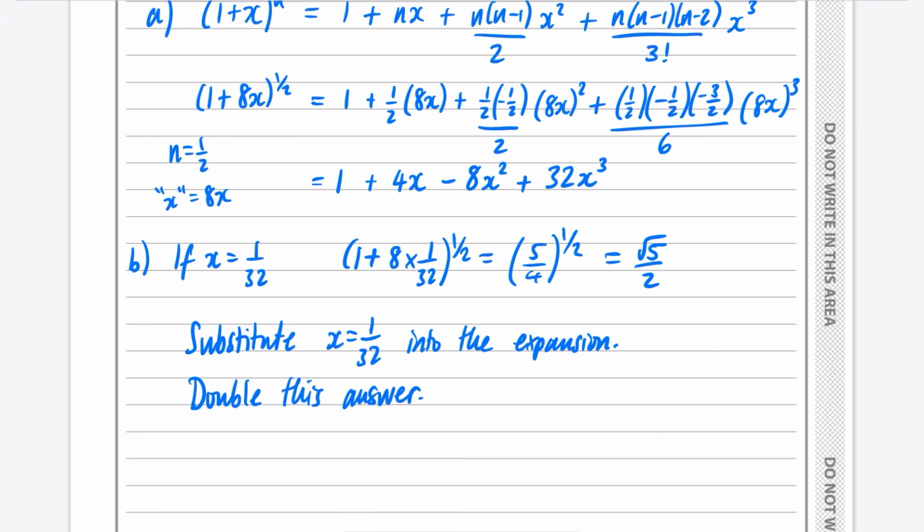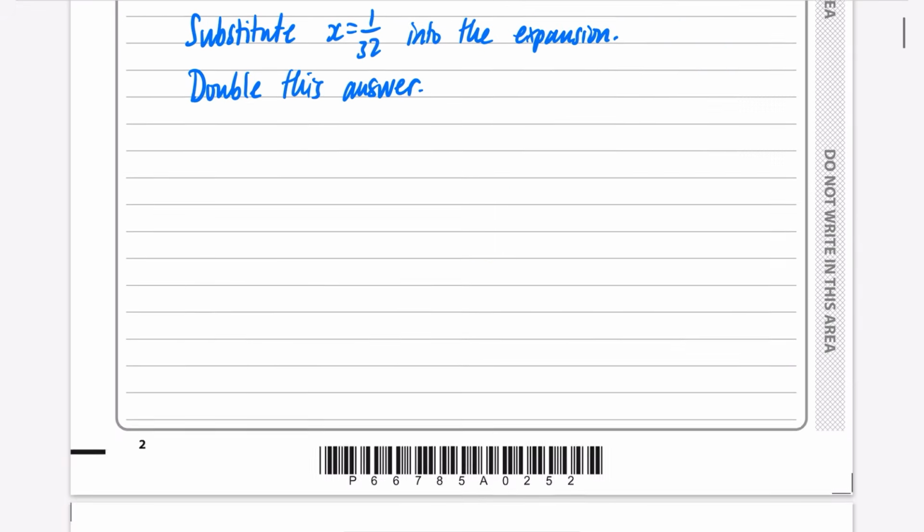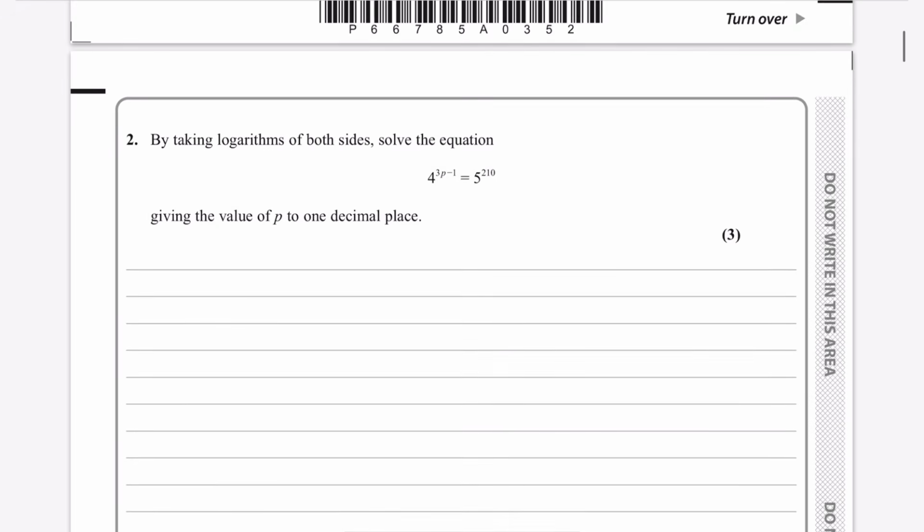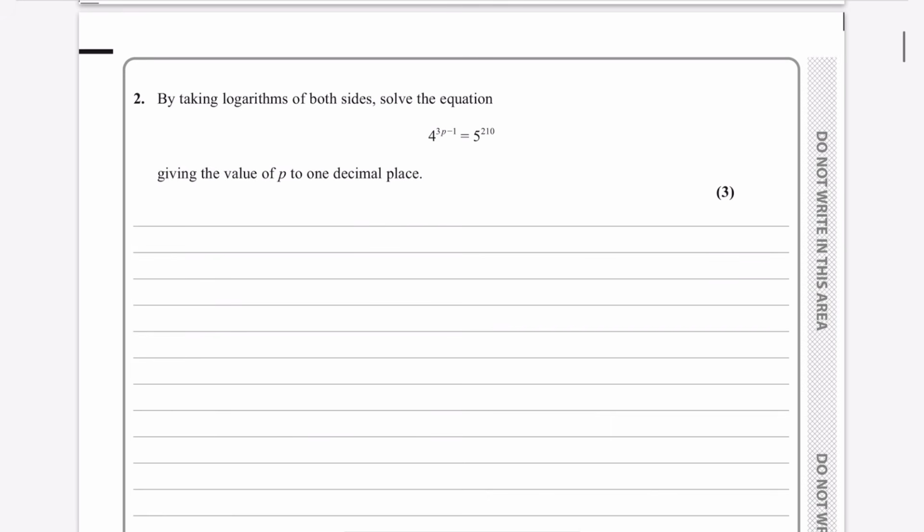And that's enough to explain how we would find the square root of 5 there. Okay, let's have a look at question 2. Question 2 says, by taking logarithms of both sides, solve this equation, giving the value of p to one decimal place. So we have 4 to the power of 3p minus 1 equals 5 to the power of 210.